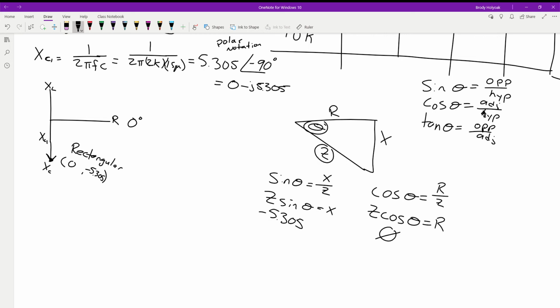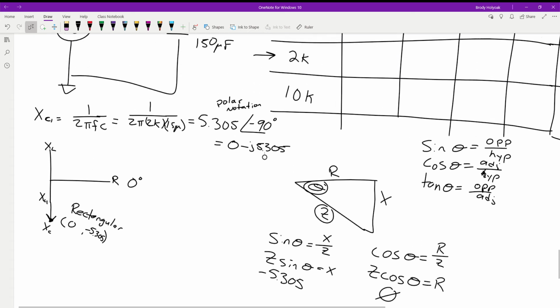Capacitors are going to give you negative J values. Inductors are going to give you positive J values. So now we can go back and forth between these. But also remember this little trick. If it's at negative 90, you have no real, it's all capacitance. If it's at positive 90, you have no real, and it's all positive J. Does that make sense? Okay.